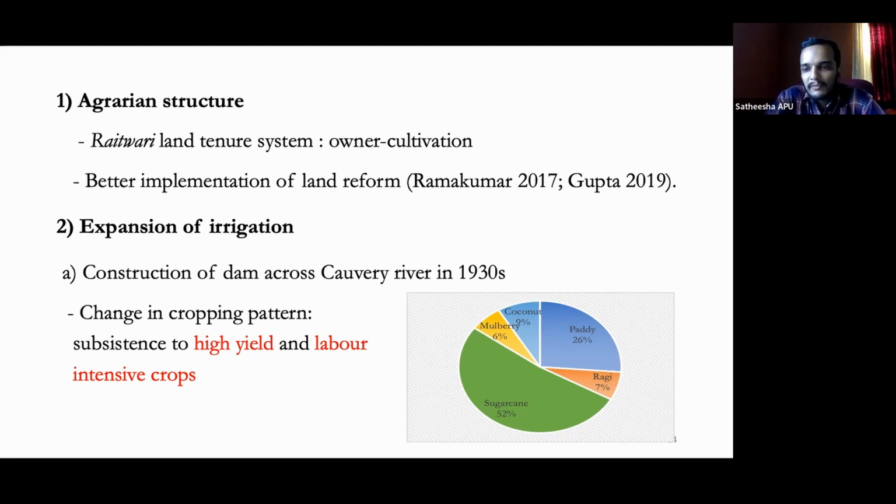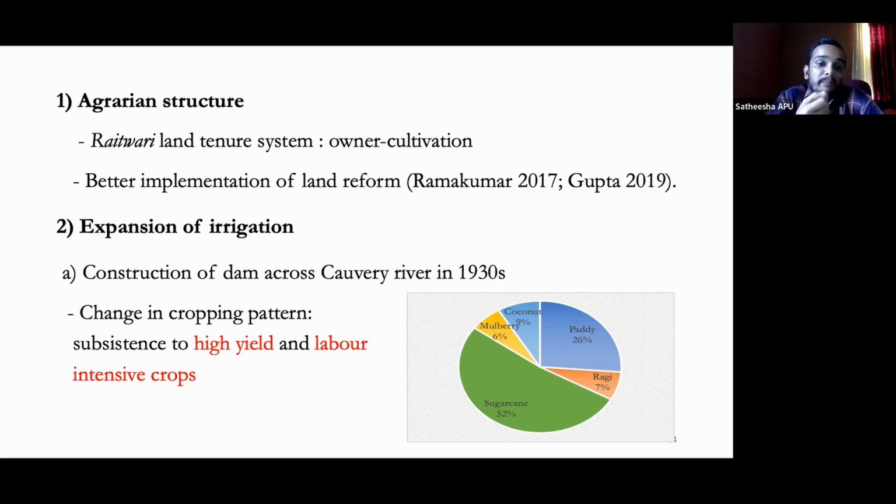So these factors played an important role in determining the occupation structure of the village. We have seen that cultivators are dominant in this village. And second is the expansion of irrigation, particularly after the construction of Krishnarajasagara Dam across the Kaveri River in the 1930s. This extension of irrigation totally changed the agrarian landscape of the Mandya region.